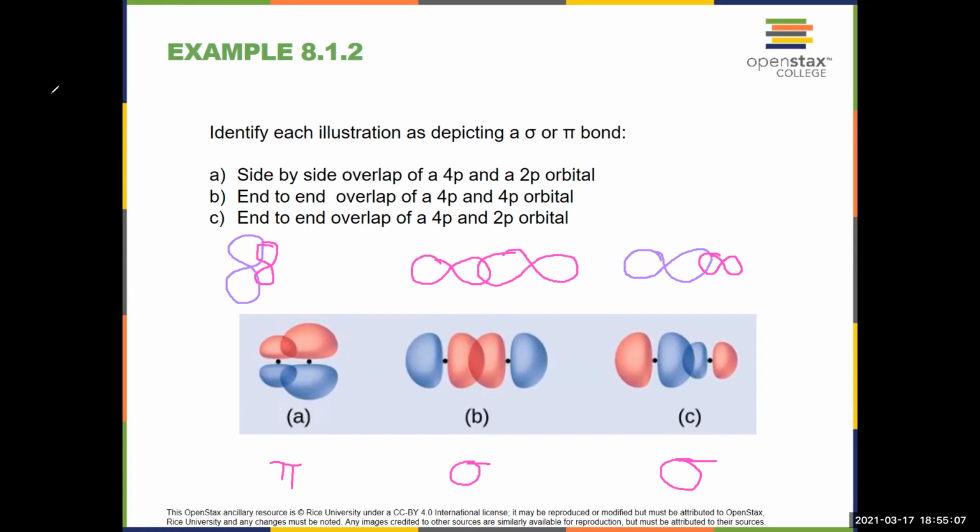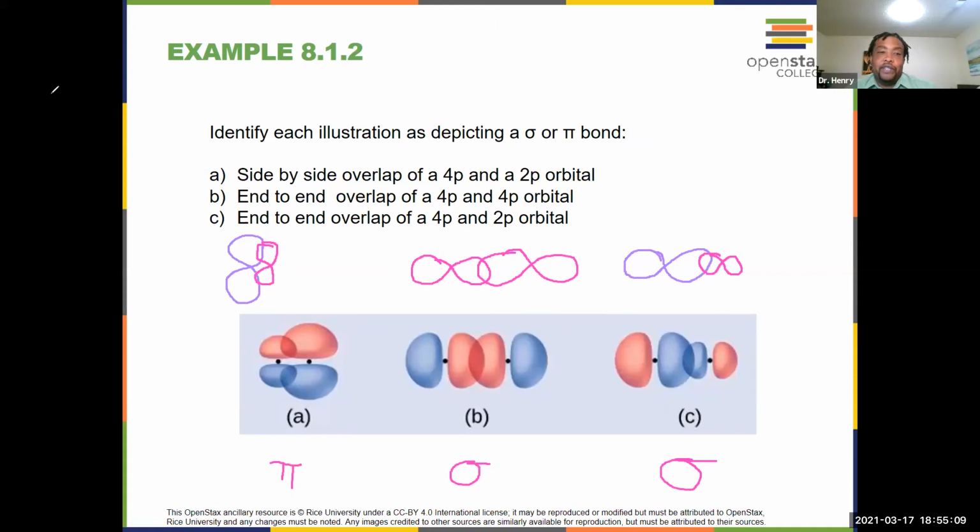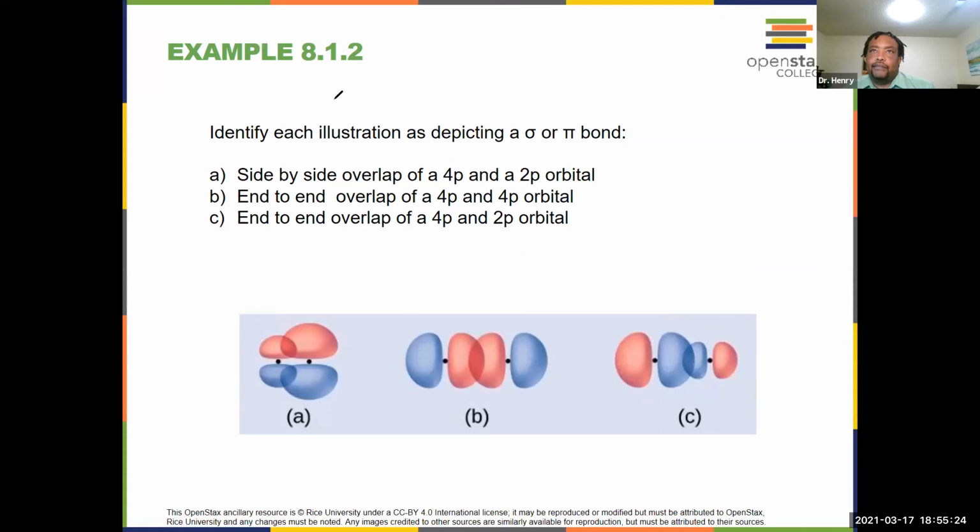Yeah. Okay, now we're going to make it a little bit harder. This is kind of setting us up for understanding. So we have pi bonds and we have sigma bonds. Now I'm going to talk about hybrid orbitals.